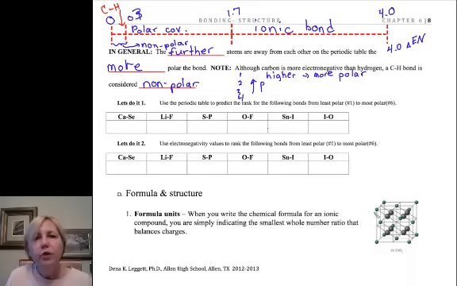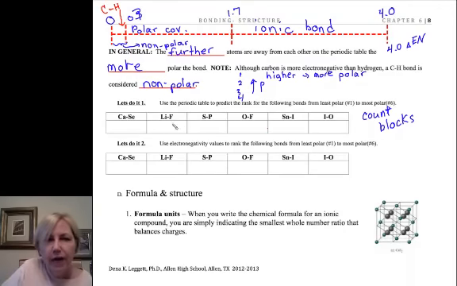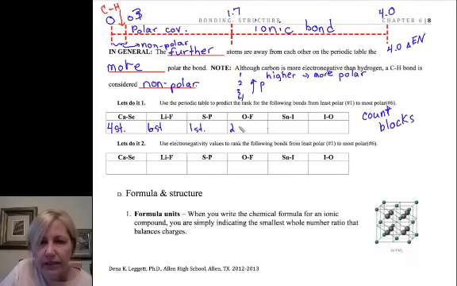All right? So we're going to use a periodic table to rank the following bonds. And what you do is count blocks, without going diagonally. So count from one element to the other and don't go diagonally. And this is going to help you get this. For this, I'm going to take 4 steps. This was 6 steps. This was 1 step. This was 2 steps.